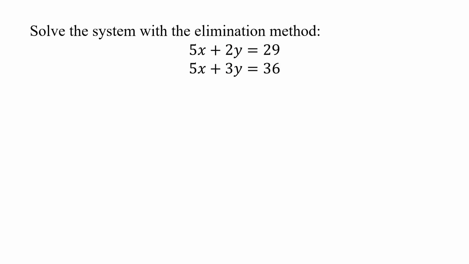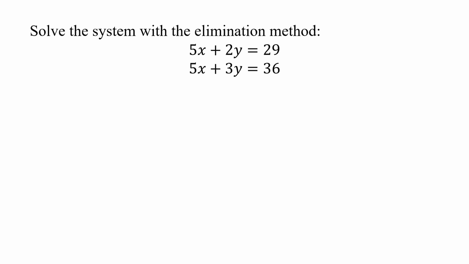All right, let's try another example. And in this example, we don't have any perfect opposites, but we do have two terms that we can make opposites pretty easily. Those are 5x and 5x. The only thing we have to do to make one of them the opposite is turn it from a positive to a negative, and then they would cancel out.